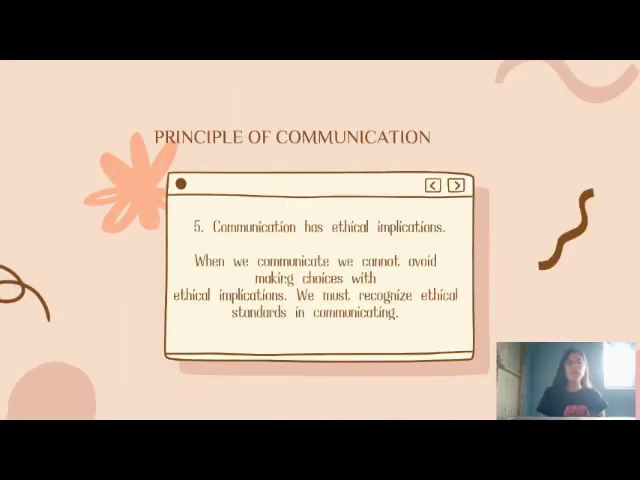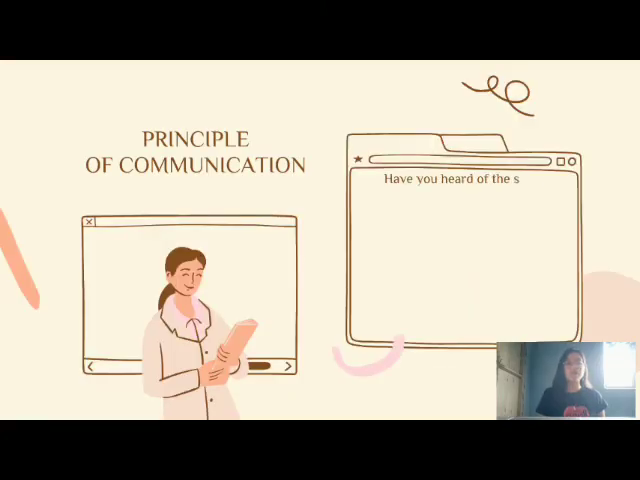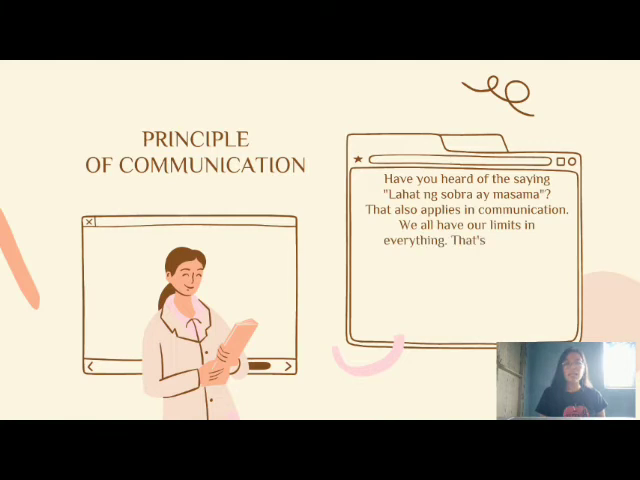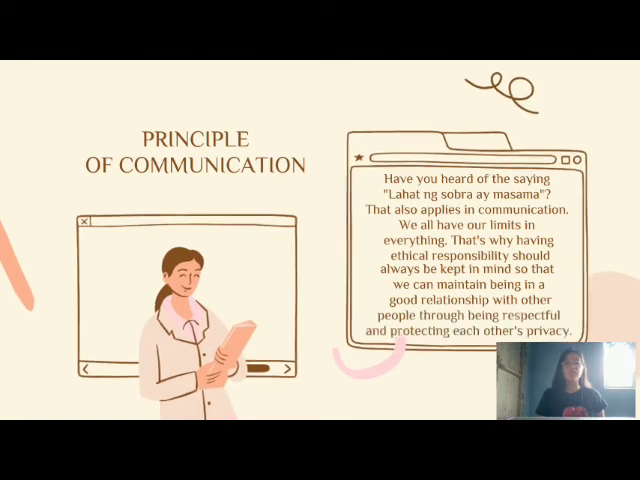Number 5, communication has ethical implications. Have you heard of the saying, lahat ng sobra ay masama? That also applies in communication. We all have our limits in everything. That's why having ethical responsibility should always be kept in mind so that we can maintain a good relationship with other people through being respectful and protecting each other's privacy.